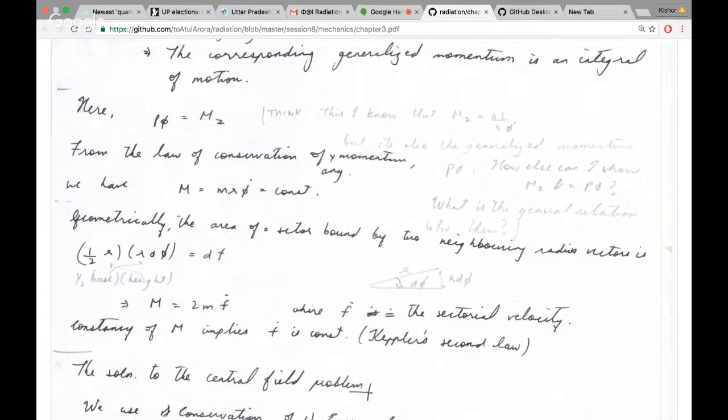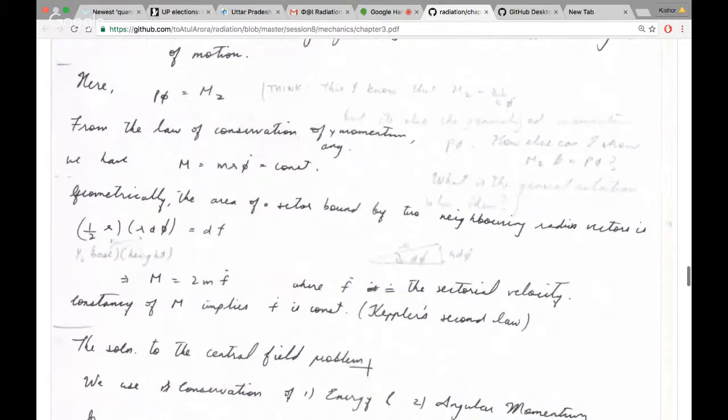That is the change in the sectorial area. Now the derivative of this, df by dt, is half r squared d phi by dt, and this is related to M by this expression, which implies M is equal to 2m f dot. So this constancy of M implies f dot is constant. That is, the sectorial velocity will be constant.